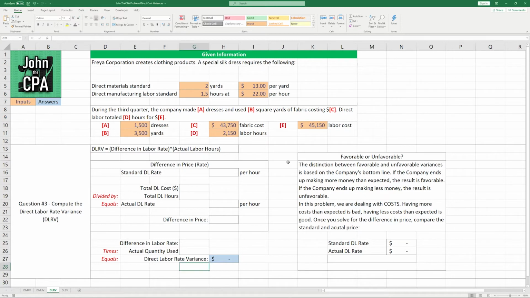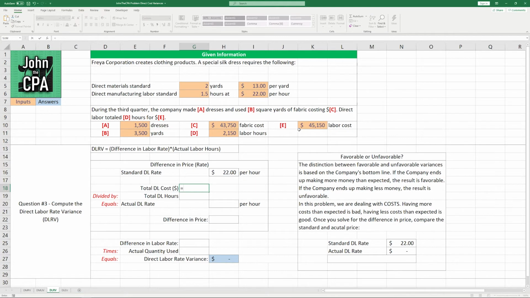So we need to quantify the difference in labor rate and how much of an impact it had on the bottom line here. So the standard direct labor rate, that's going to be $22 per hour. And just like in that first problem, we don't have a $21 per hour, $22, $23 per hour number given in the question. We just have the total cost and the number of hours. So we're just going to solve for the labor rate here.